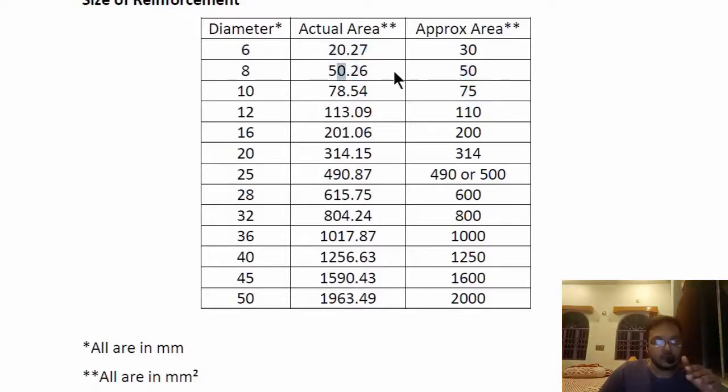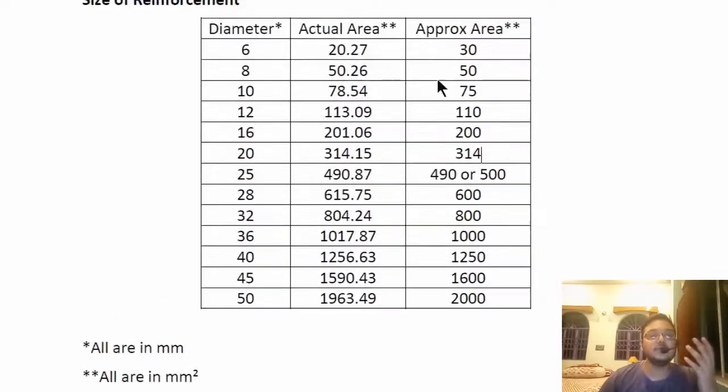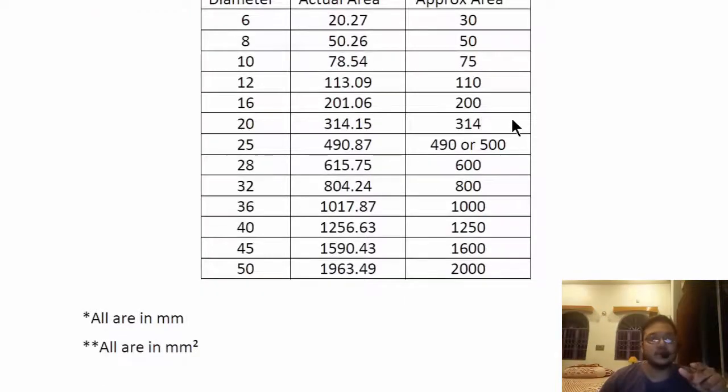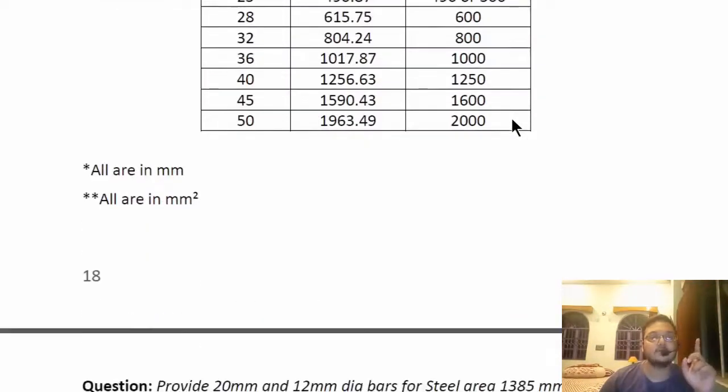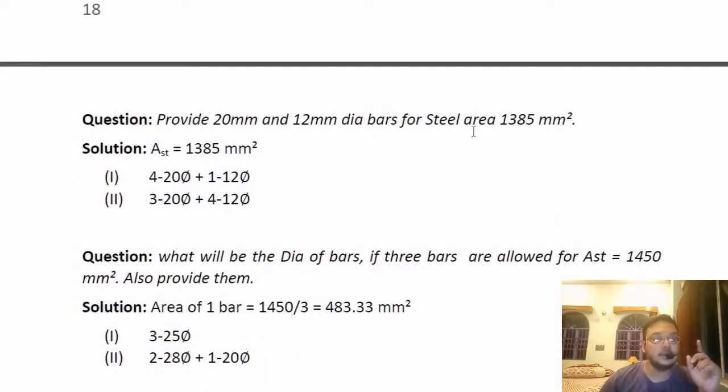But for the other ones, you see the areas are quite comparable: 50.26, 50, 78.4, 75, 113.09, 110, 201.06, 200, 314.15, 314, or you can say it as 100 pi, as you wish. This is done so as to make it easy to remember. And all these areas, both actual and approx areas, are represented in millimeter square.